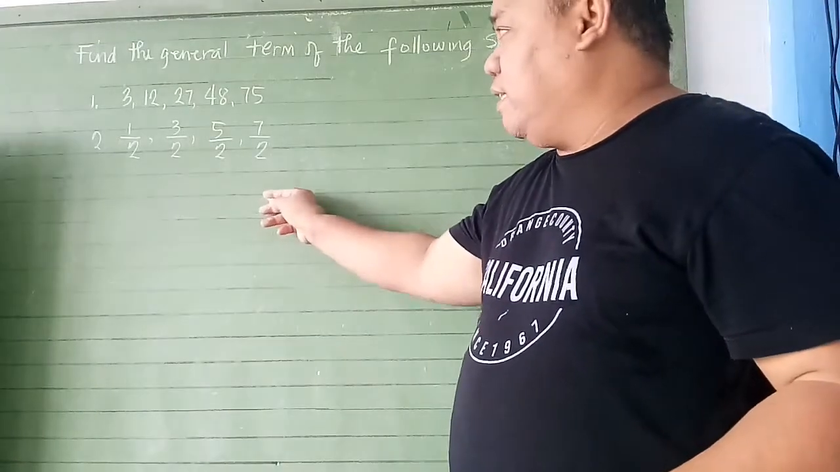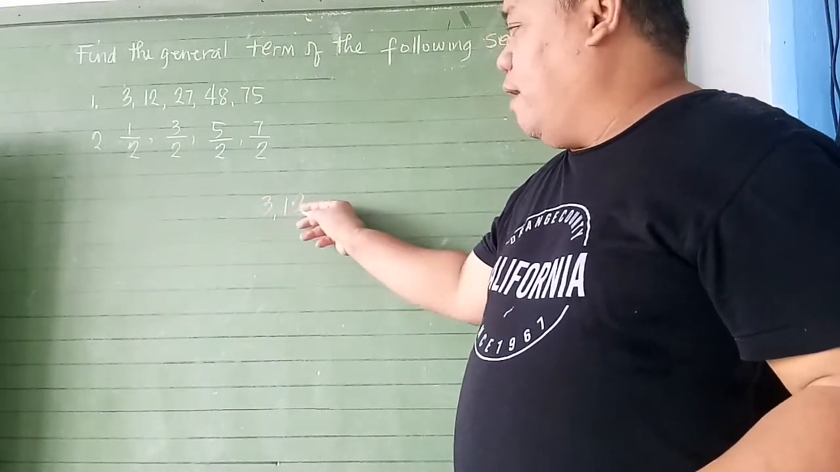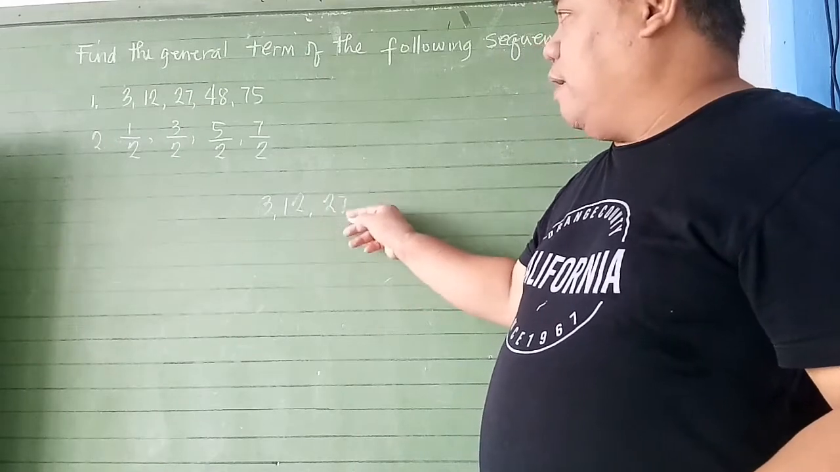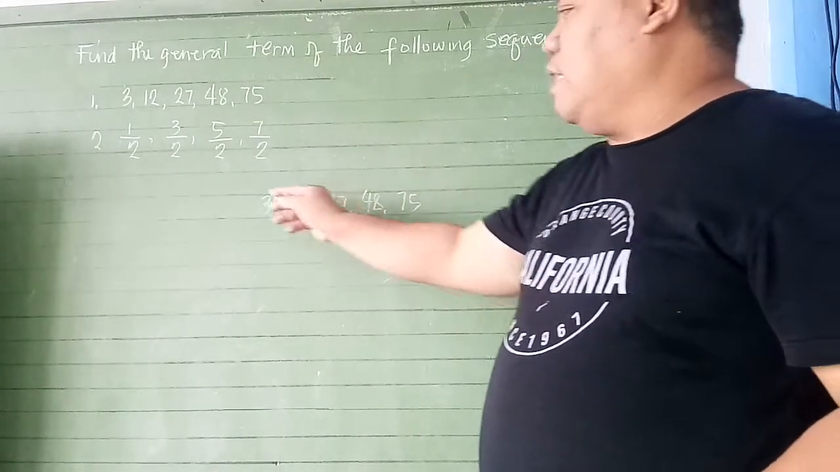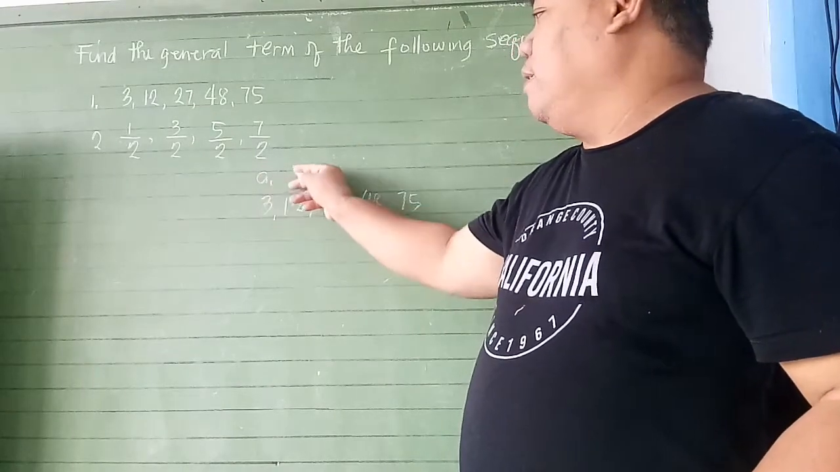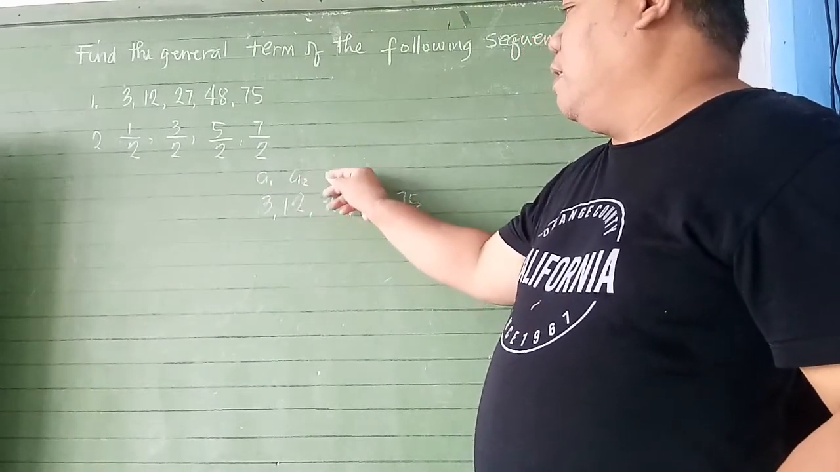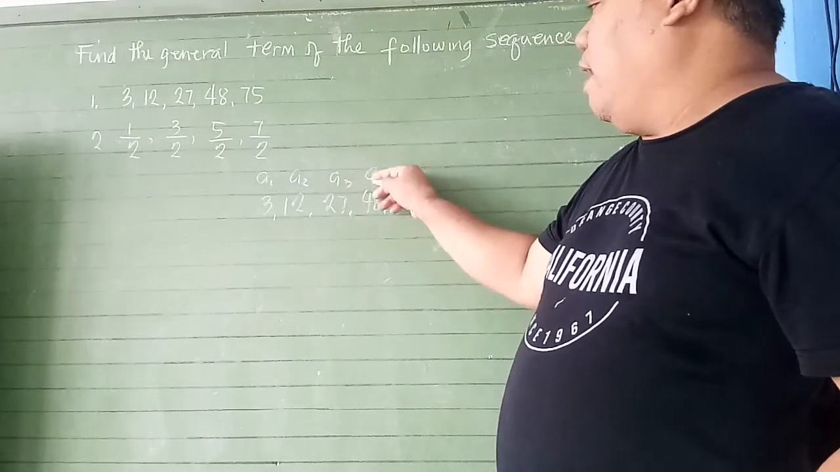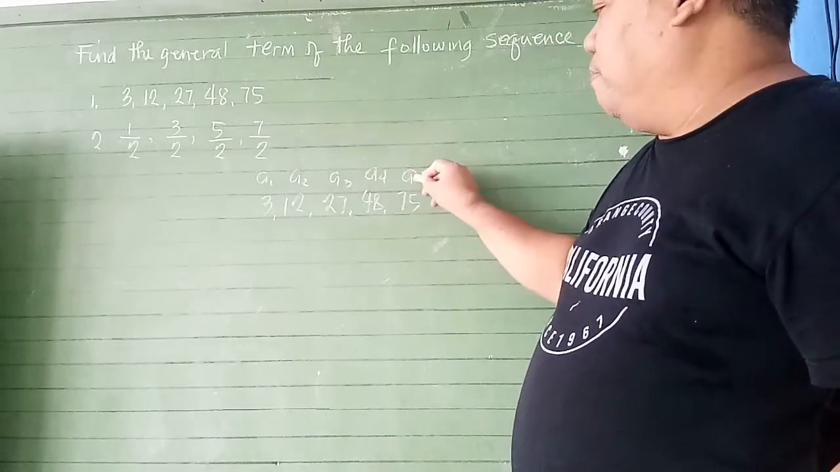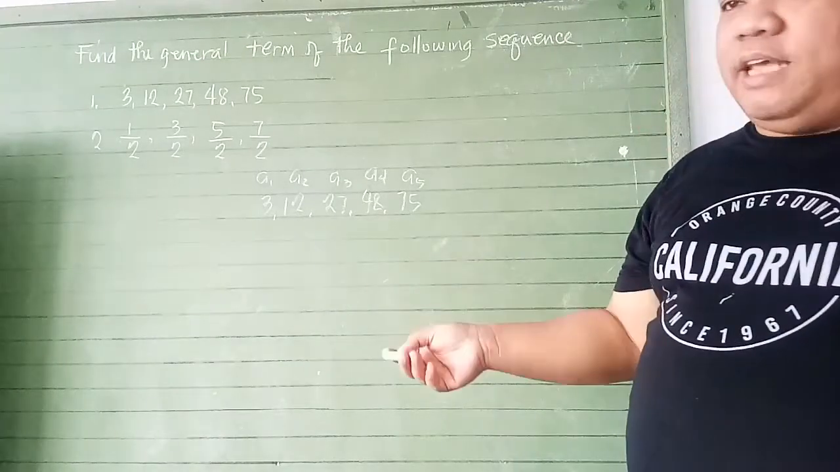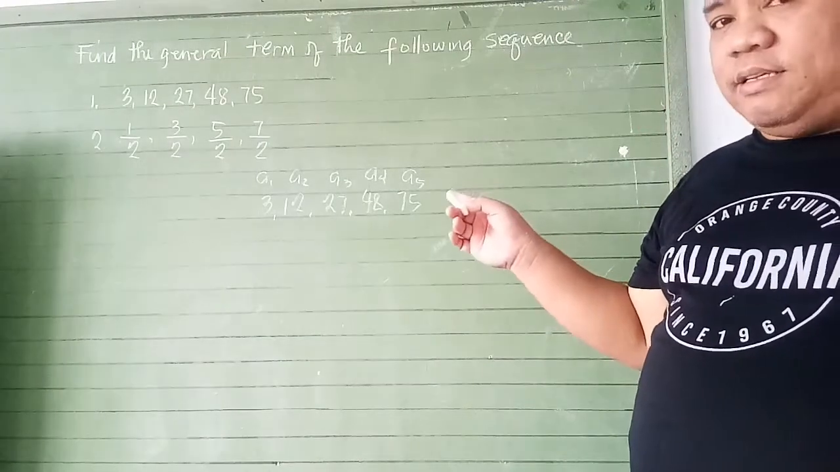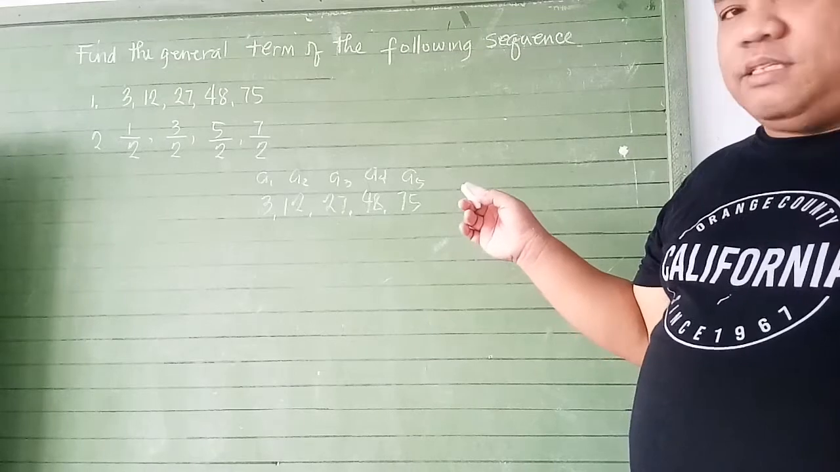So we have here 3, 12, 27, 48, and 75. Take note that these will be your a sub 1, a sub 2, a sub 3, a sub 4, and a sub 5. So it means that these are the order of the sequence. Now, we get what we call the common difference of these numbers.